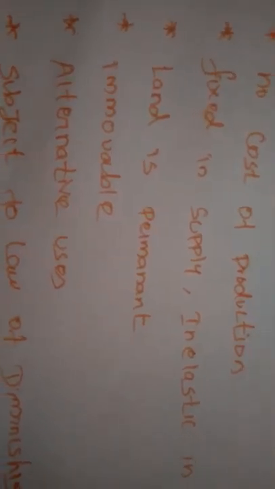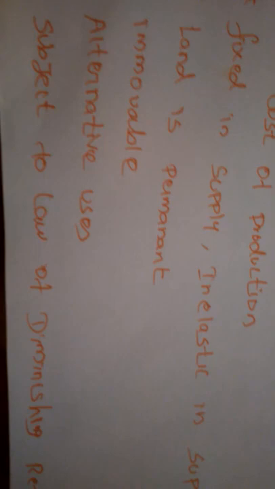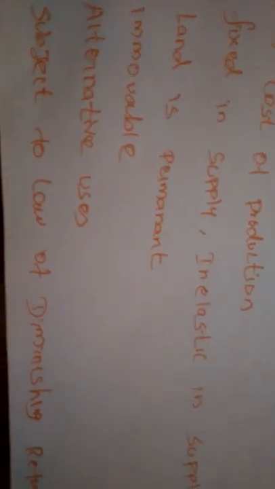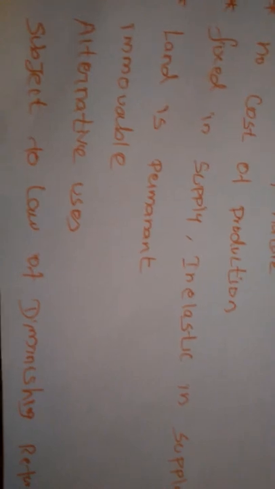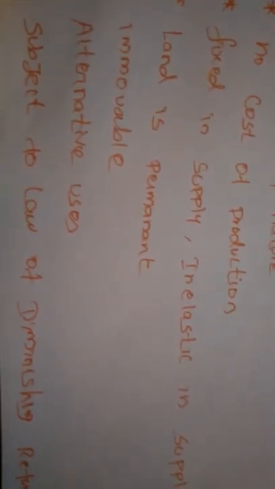Next, alternative uses. We can use land for many purposes. For example, if we have some land, we can cultivate crops, or we can construct a building to establish industries, or we can build a home. Next, land is subject to the law of diminishing returns. The law of diminishing returns means that when we use the land continuously, in the course of time the productivity of the land will diminish, will decrease.